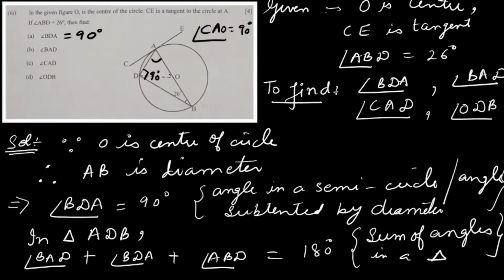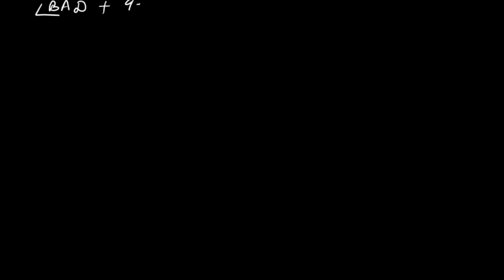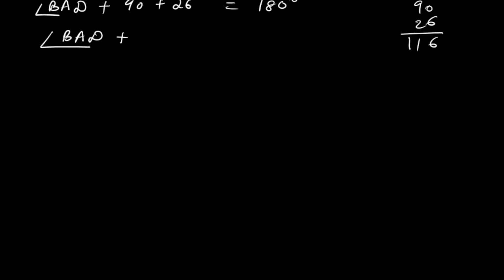So BAD we have to find. BAD plus BDA is 90 degrees and ABD is 26 degrees. So this is 90 degrees plus 26 degrees equals 180 degrees. So angle BAD plus 90 plus 26 equals 180. 90 plus 26 is 116. Just keep on checking my calculations here.